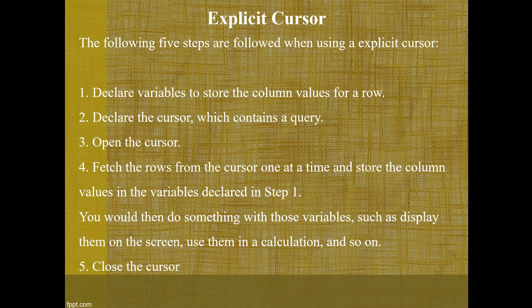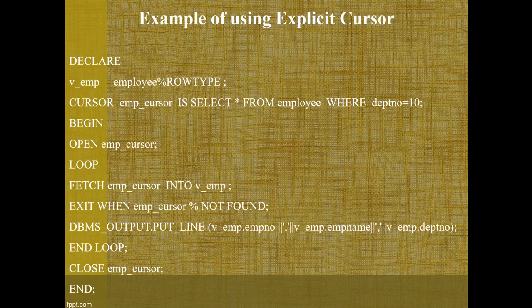So you would do something with those variables, such as display them on the screen or do some calculation and so on. By fetching that value we can do any calculations or manipulations, or we can display it. And finally we have to close the cursor. So these are the 5 steps to follow to implement the explicit cursor. In the next slide we are going to see how to implement the explicit cursor.